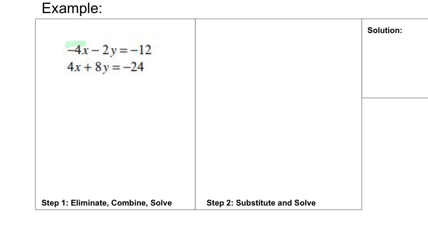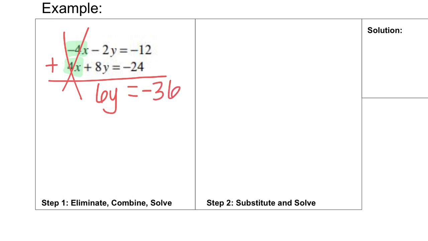So I have a negative 4x and a positive 4x. Those are opposites from the same variable, so I can eliminate that. And because they're opposites, I'm going to eliminate them by adding. Negative 4 plus 4 will cancel and become 0x. That's going to be gone. I'm going to add everything else. I'm going to add negative 2 plus 8 to get 6y. I'm going to add negative 12 plus negative 24 to get negative 36.